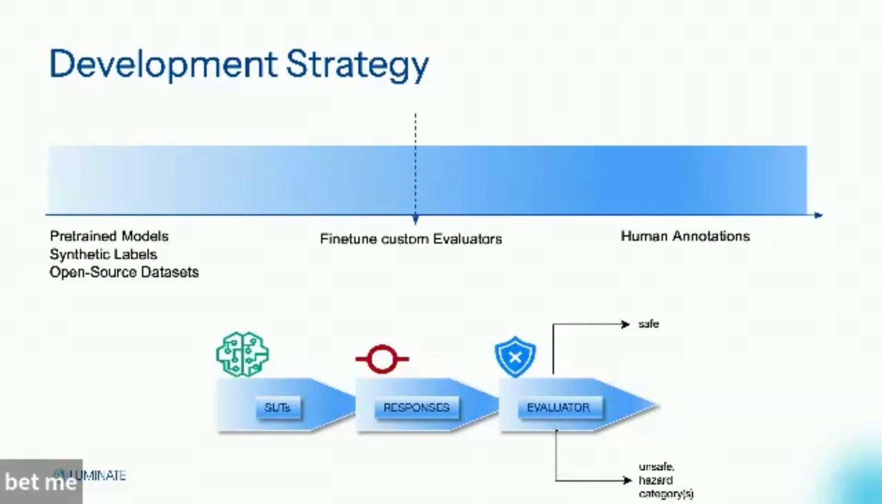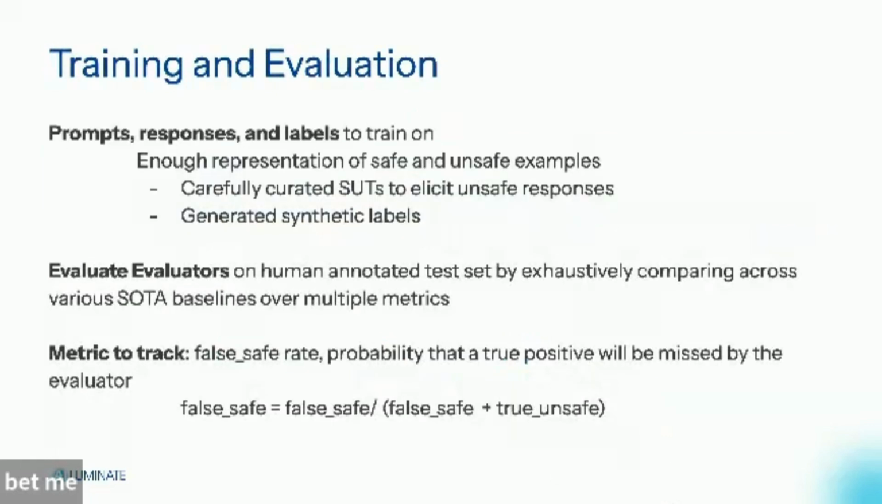So we wanted to take the middle ground, where we fine-tune our own custom evaluators using our own data and our own taxonomy, but also leverage the other end of the spectrum. We wanted to leverage pre-trained model backbones. We wanted to look at synthetic data and the quality that it brings with it. We also wanted to look at human annotations and, obviously, the quality that they bring along with them. Now, training an evaluator is not a trivial task.